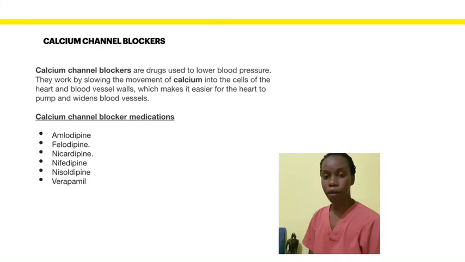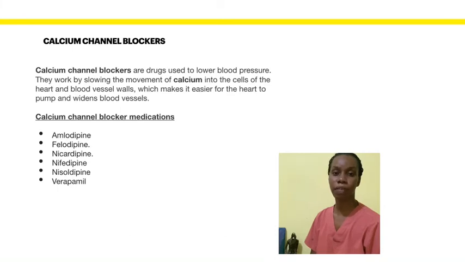Calcium channel blockers. Calcium channel blockers basically work by slowing down the passage of calcium through the cells of the heart and the blood vessels, which causes the blood vessels to widen and also helps the heart to beat a lot slower. So therefore the blood pressure naturally decreases. Some of the medications under the calcium channel blockers are nifedipine, amlodipine, and the others that you will see in the slide.